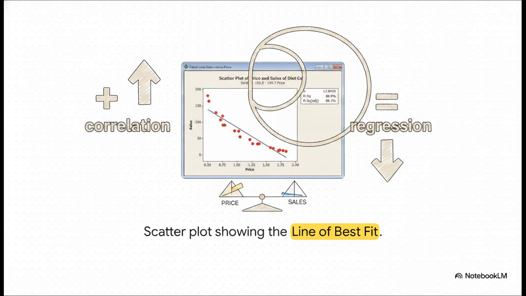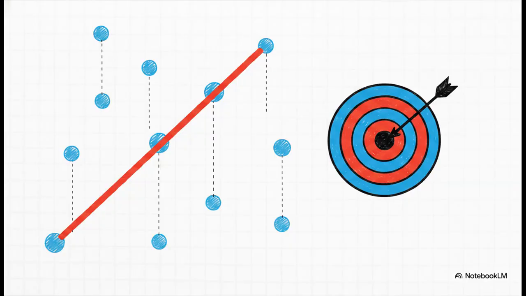Instead of just waving our hands and saying, oh yeah, price and sales are related, regression analysis steps in and calculates the exact slope and angle of that line. It allows us to predict precisely how many sales we're going to lose for every single cent we raise that price. But how does it actually draw that magic line?